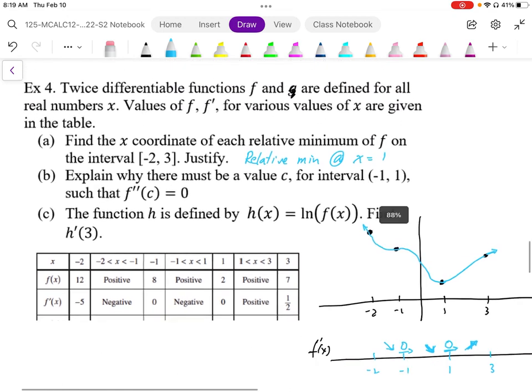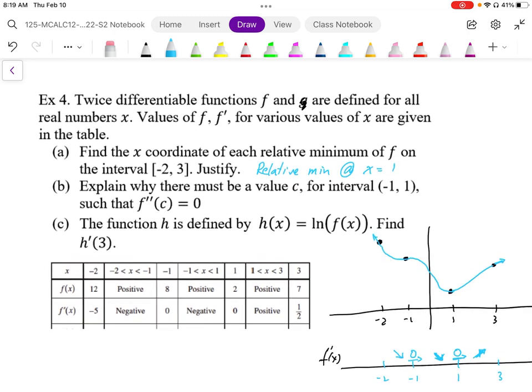Part B says, explain why there must be a value c in the interval -1 to 1 so that the second derivative equals 0 at c. This seems like either the mean value theorem or the intermediate value theorem. This is the mean value theorem, and we can use it because f is twice differentiable. That means f is smooth and continuous, but also f prime is smooth and continuous. So this satisfies the condition for the mean value theorem.